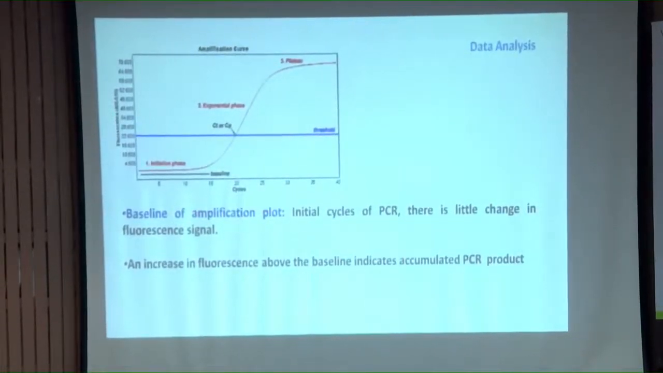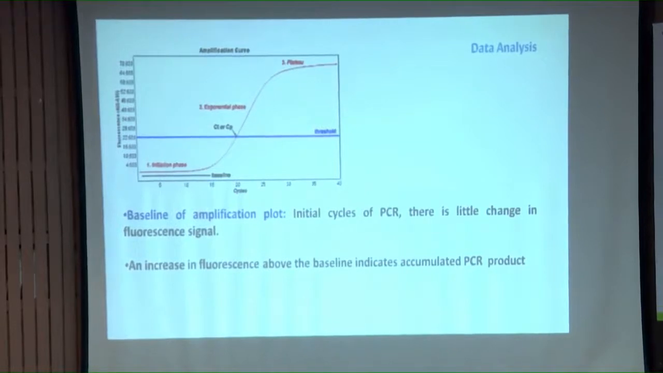Baseline of the amplification plot: in the initial cycles of PCR, there is little change in the fluorescent signal. That lasts even up to 15 to 20 cycles. You may not see the curve rising most of the time, right? So it goes like this only. That is called the lag phase, right? Suddenly, after the 18th, 19th, 20th cycle, there is a sharp increase and the curve goes up, right?